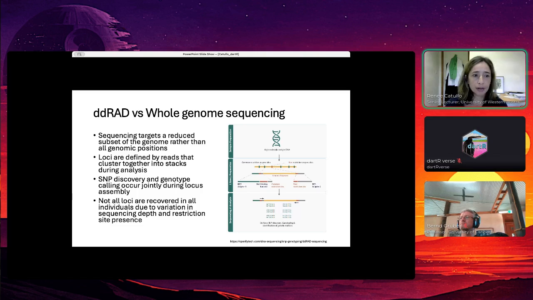Not all loci are recovered in all individuals because of variation in sequencing depth and restriction site presence. If you have multiple species in your data set, that changes your loci significantly because you get locus dropout through mutations within the restriction enzyme binding sites. And so that can fundamentally change what you get out.